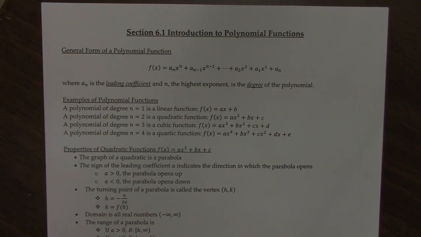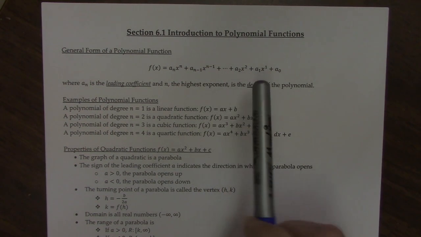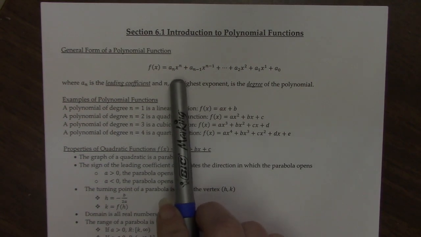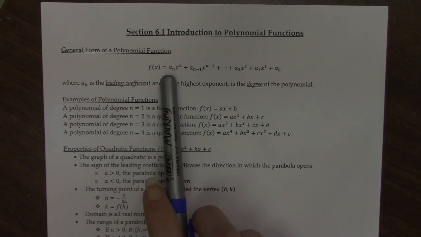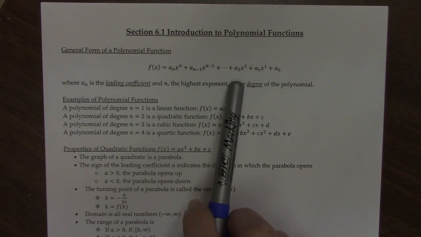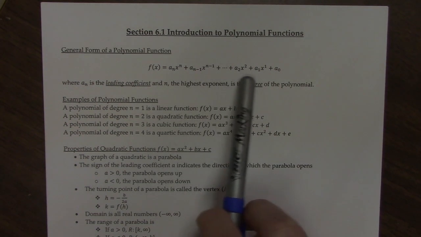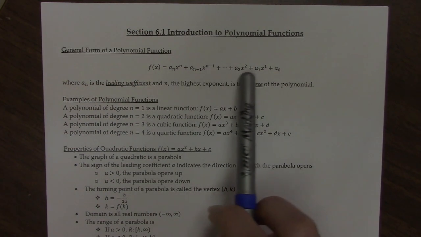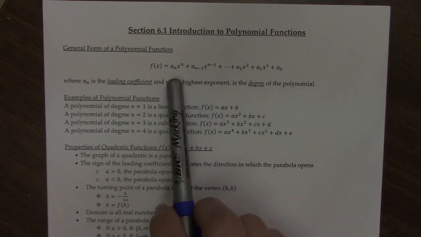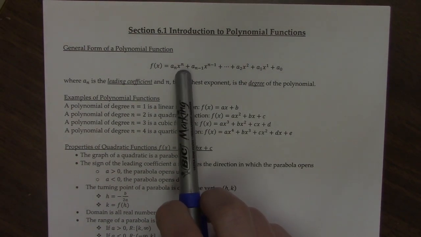Section 6.1 is an introduction to polynomial functions. So the general form of a polynomial is given below. And just to make sure we're reading this notation properly, all of the a sub n minus 1, a sub 2, all the way down to a0, these are what's known as the coefficients. So these represent actual real numbers in the polynomial. The subscript on each of these corresponds to the power of the x value in our polynomial.